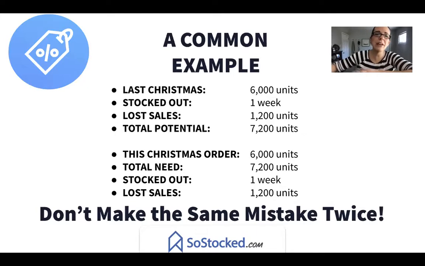So if you're looking at your data and you look at how many sales you did during Christmas last year, and you forget that you stocked out, you might again order 6,000 units and again stock out for a week. So it's one of those making the same mistake twice because you're using bad data. When you're using overall sales numbers, that is a fallible way to do your calculation. So I'm going to talk about what is the best practice for doing your velocity or your sales calculations.